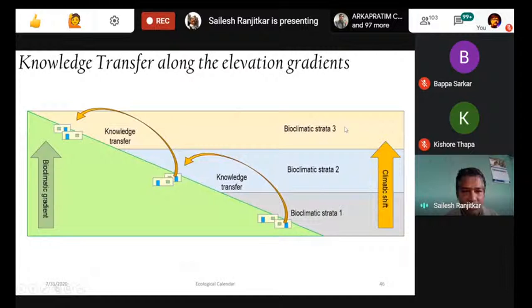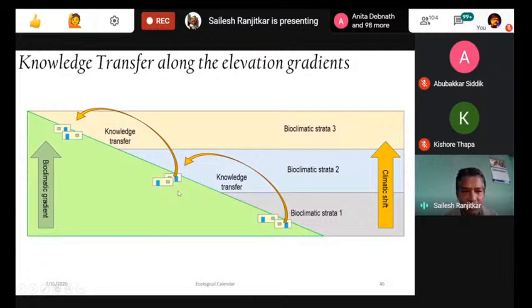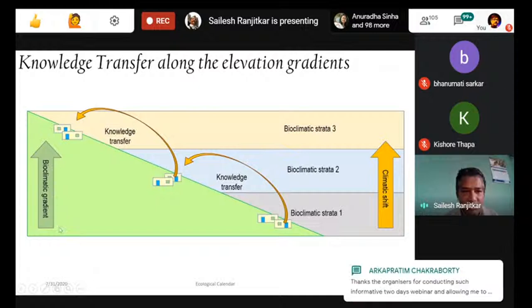So let's say we are working at bioclimatic strata 1 at a lower elevation. What we documented here could be really useful, and the knowledge transfer can be carried out in the higher elevation settlement. So the knowledge system that is developed in the lower elevation could be useful for adaptation planning in the higher elevation. So this elevation shift, or the transfer of knowledge along the elevation gradient, is one very important aspect of it, because climate shift is clear toward the higher elevation. Similarly, the bioclimatic gradient is also very well marked here.